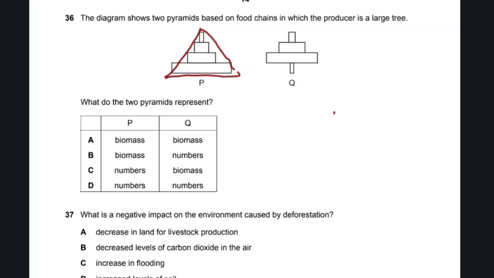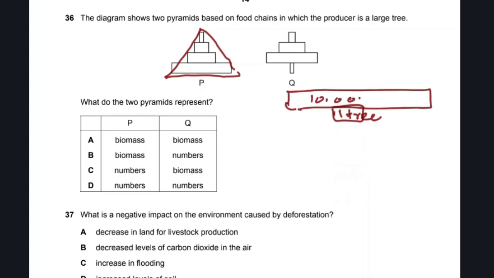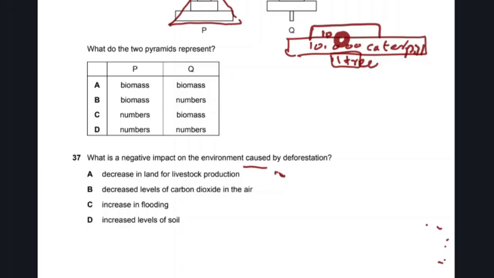Why? Because if there is a single tree, and on that one tree thousands of caterpillars are feeding, obviously the number of caterpillars will be more, and on these caterpillars 100 birds are feeding. So B is the right answer.